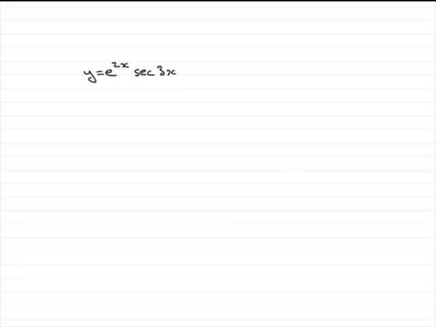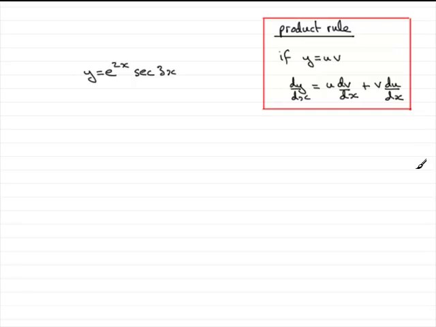If you're unfamiliar with the product rule, here it is. If you've got two functions of x, let's say u and v, being multiplied together, where u is e to the 2x and v is sec 3x, then dy dx equals u times dv dx plus v times du dx. In other words, you take one part, let's say u, times it by the differential of the other part, and then plus, you do it the other way round. So that's what we're going to do here.